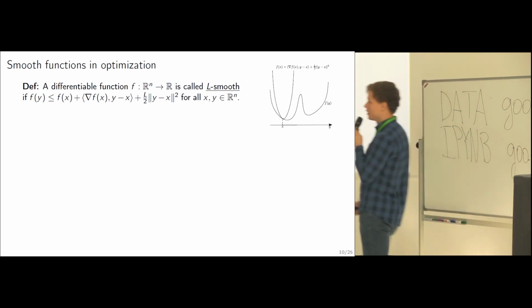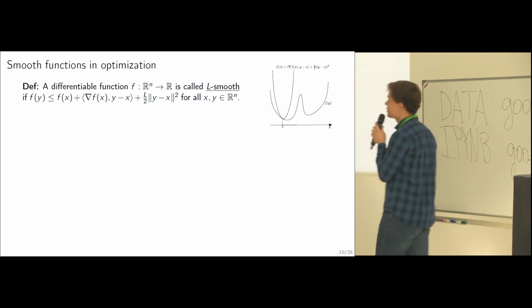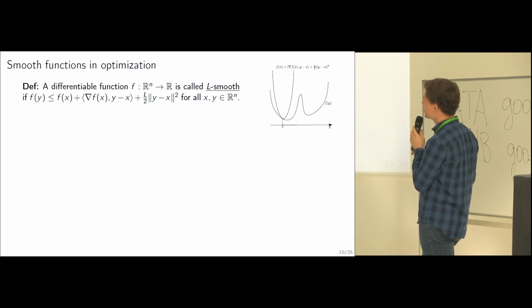And smoothness in optimization doesn't simply mean that our function is differentiable. We need to require something more from this. And usually this is formulated as the notion of an L-smooth function, it is depicted in this picture.